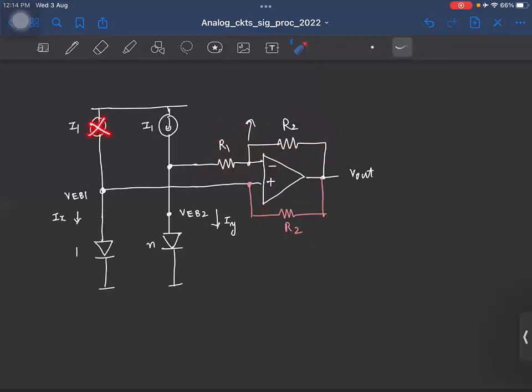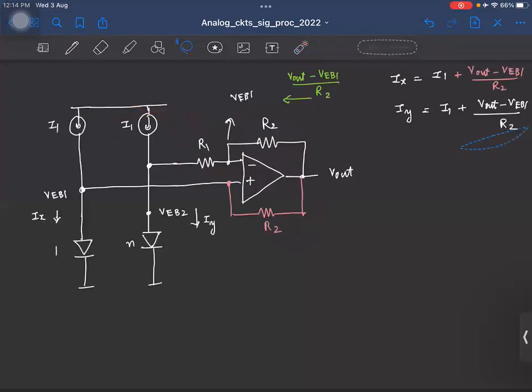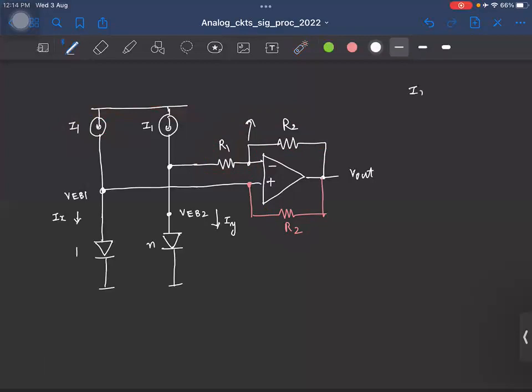Now, what about these two current sources? Okay, let me copy the currents in the branches also. Okay, let me write it here. So Ix is what? I1 plus, I'll call some I0, okay? Right? These are the two currents. Now we already have the currents provided by the op amp, right? And which means we don't have to have these current sources, right?